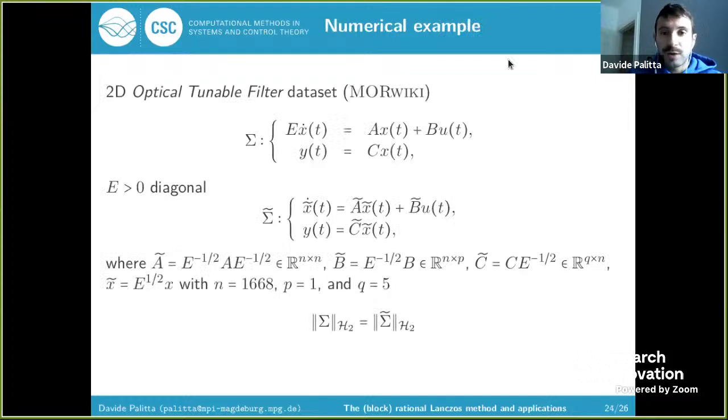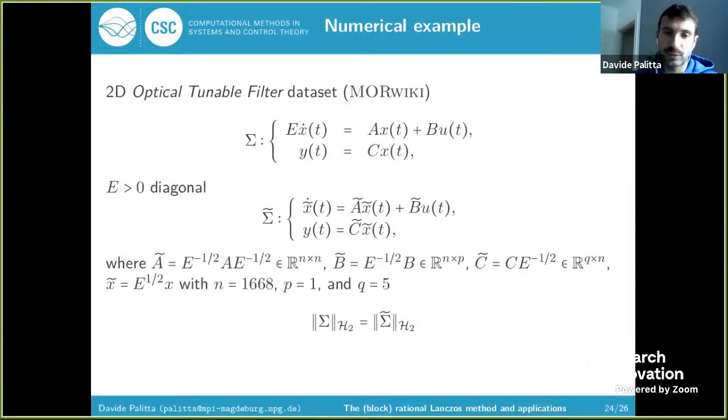Example, I don't want to give you details about this example. You can find it on the MOE wiki. Since it only has one comment, it's not a very big example. So the matrices involved are not huge, and we're actually able to compute the H2 norm of the full system.